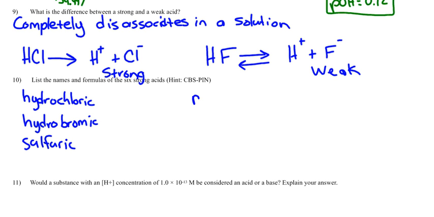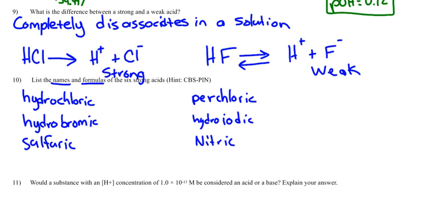We have perchloric. We have hydrofluoric, hydroiodic, and we have nitric acid. Okay? And it also wants the formulas, the names and formulas.